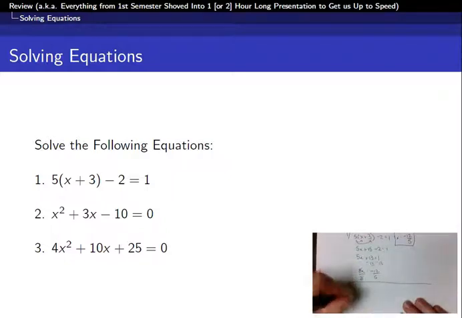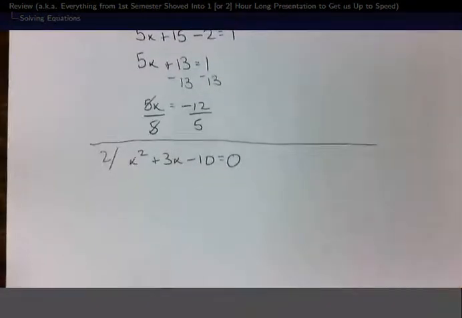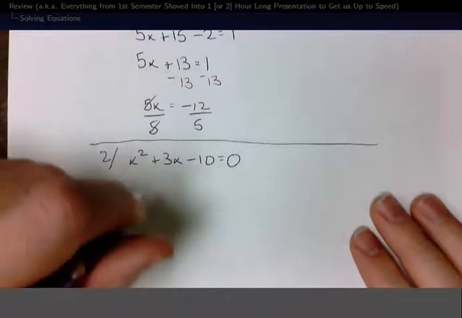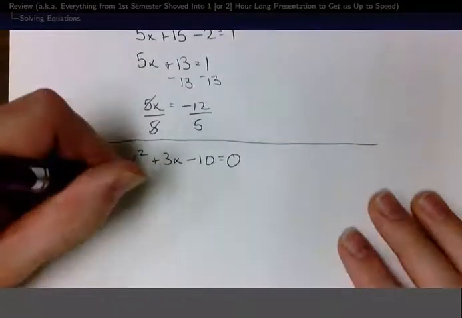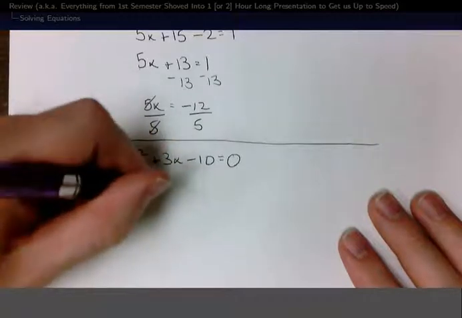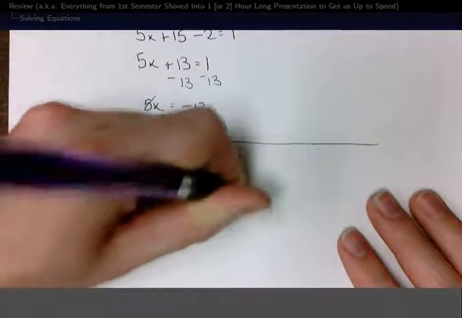Examples 2 and 3 are dealing with quadratic equations. Here we have x squared plus 3x minus 10 equals 0. To solve a quadratic equation, you have the quadratic formula. You can also complete the square if you feel so inclined, or you can also factor. In this case, it does factor nicely, as we saw in the previous slide. So I can factor this expression: x plus 5 and x minus 2 equals 0.